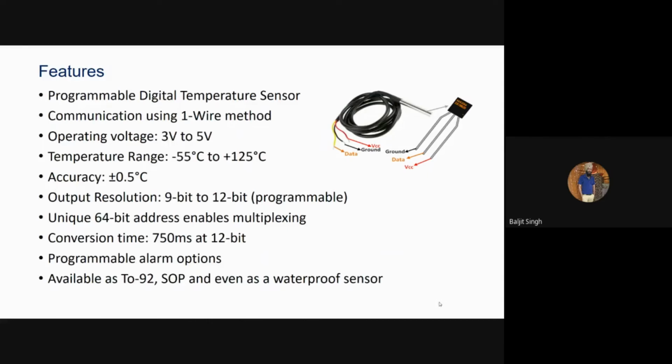So the features are: programmable digital temperature sensor, communication using one wire method, operating voltage is 3 to 5 volt, and the temperature range which it can measure is minus 55 degrees Celsius to 125 degrees Celsius with an accuracy of 0.5 degrees Celsius. It is not a very good accuracy, but for common general uses it is still fine. Output resolution is 9-bit to 12-bit, which is programmable. The unique 64-bit address enables multiplexing.